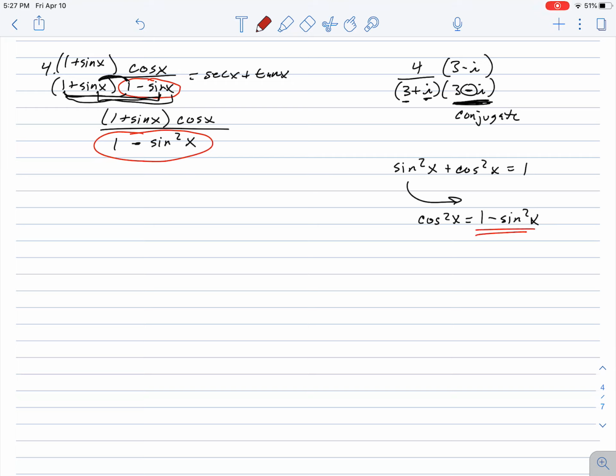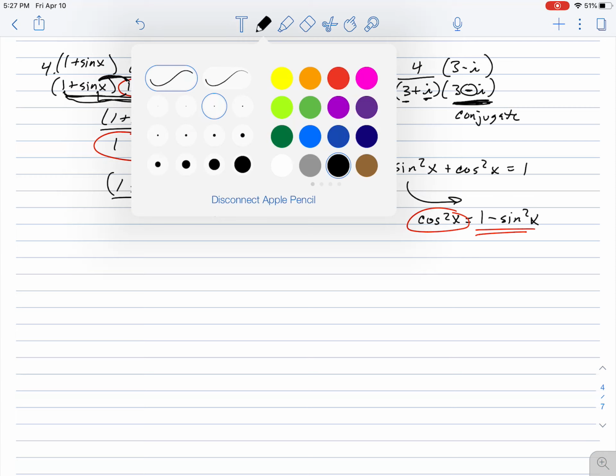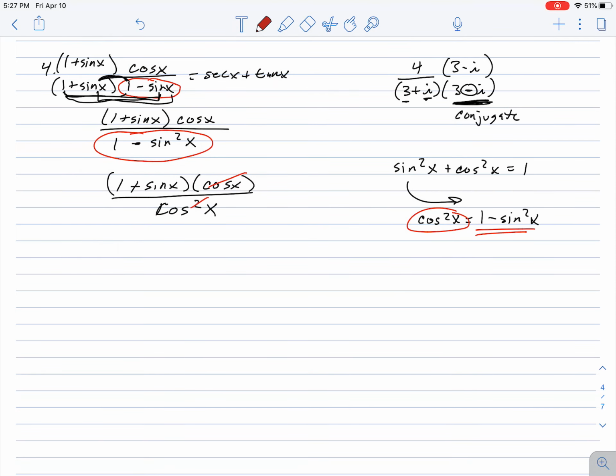So this changes the 1 minus sine squared x. I can replace the cosine squared x with it. And what that does is oftentimes creates something that will cancel, first of all. Okay, so this cosine now cancels with one of those cosines. But the other thing that it does is it moves the position of your plus or minus sign.